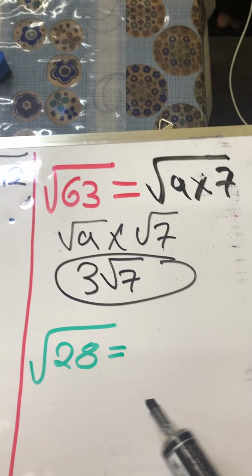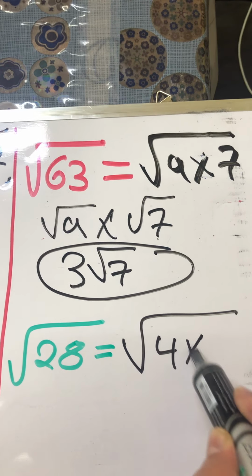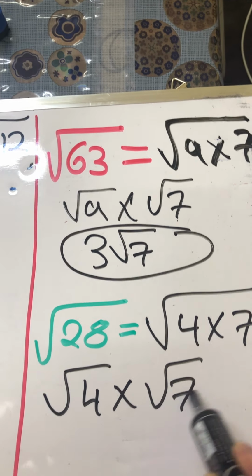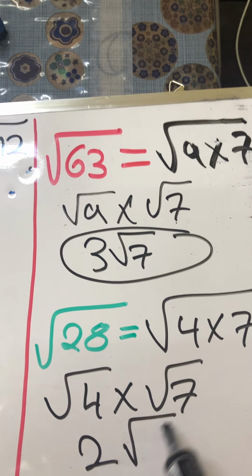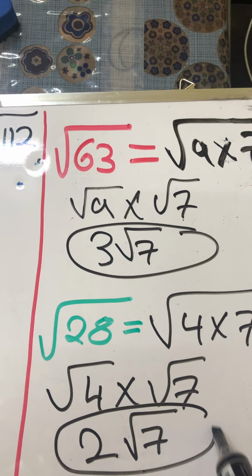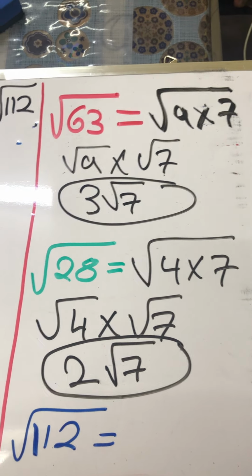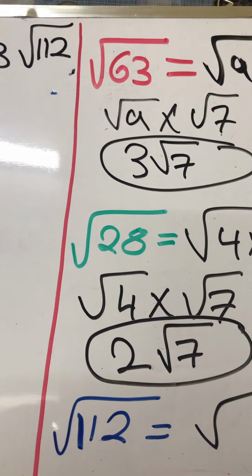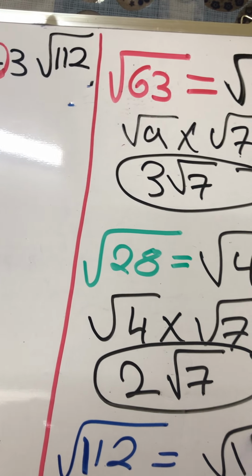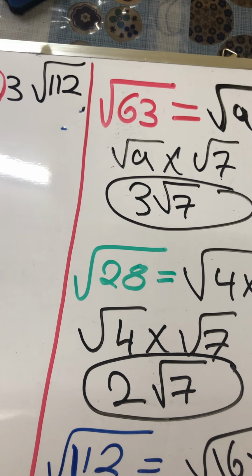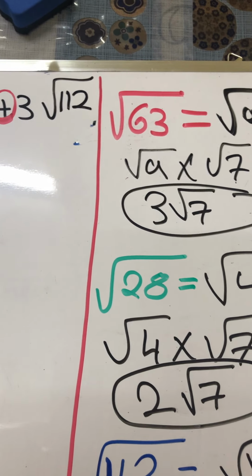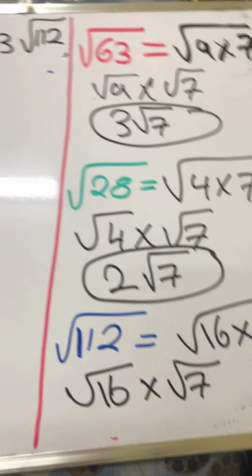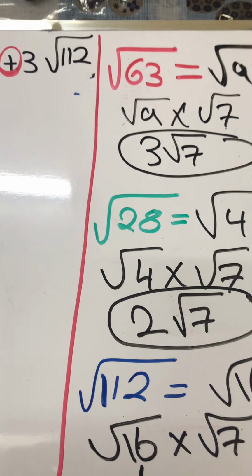Now go to 28. 28 comes from 4 multiply 7. So I have square root of 4 times the square root of 7. Square root of 4 give me 2, and the square root of 7 still the same. What about 112? 112 is 7 times 16. Okay, so I can make it square root of 16 multiply square root of 7. Square root of 16 is 4 multiply square root of 7.